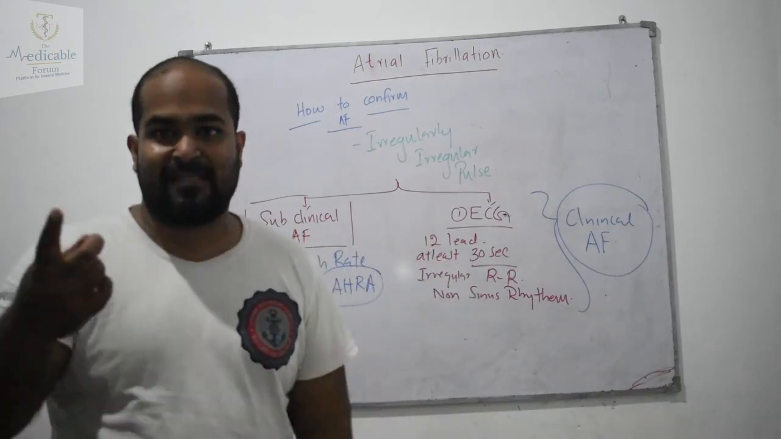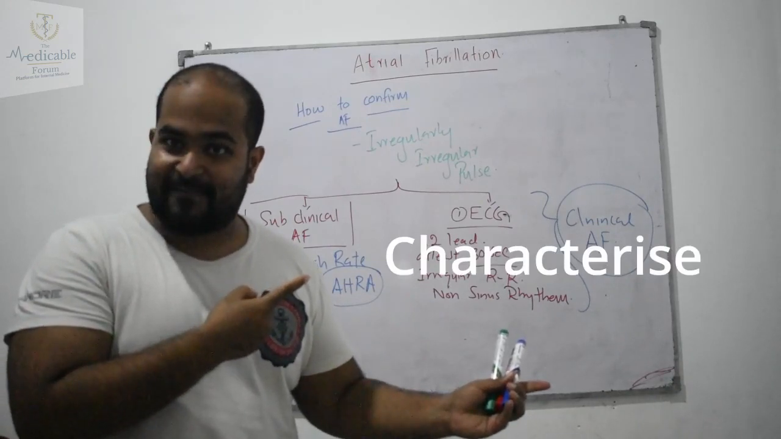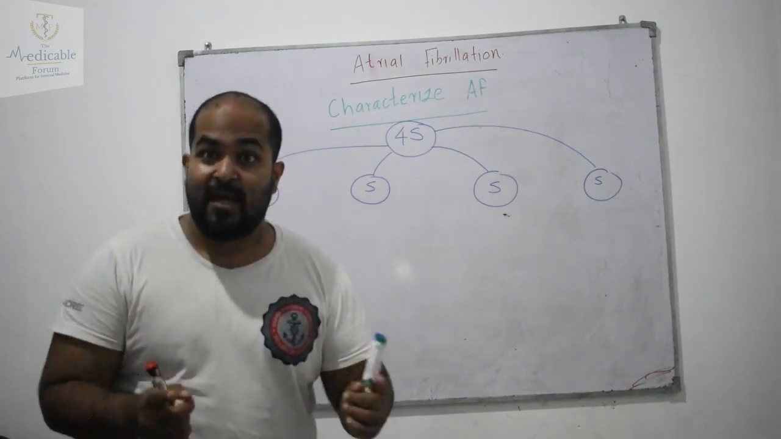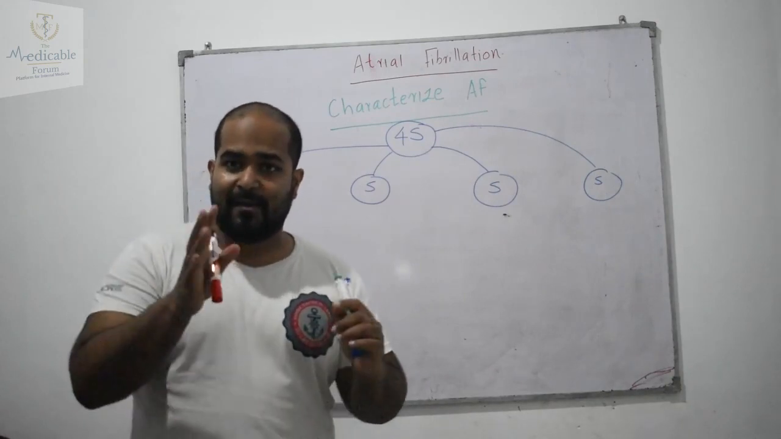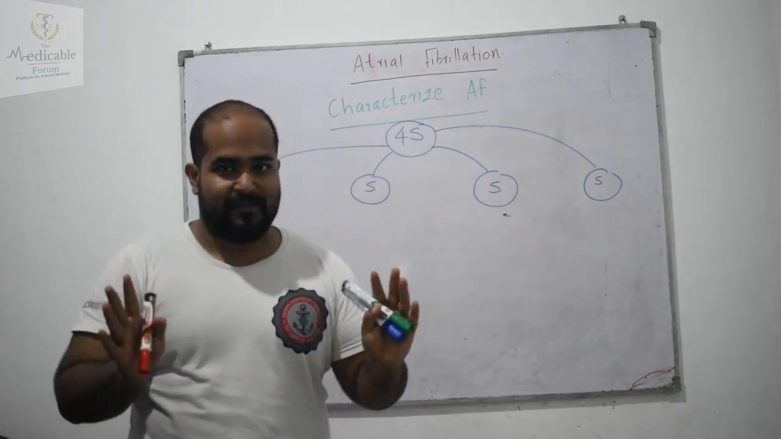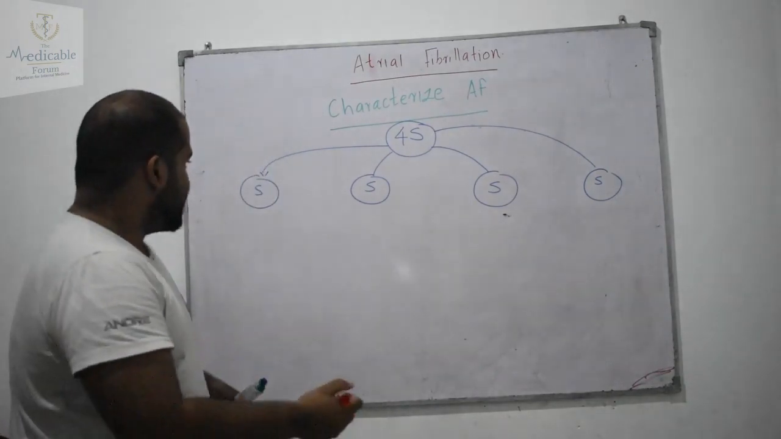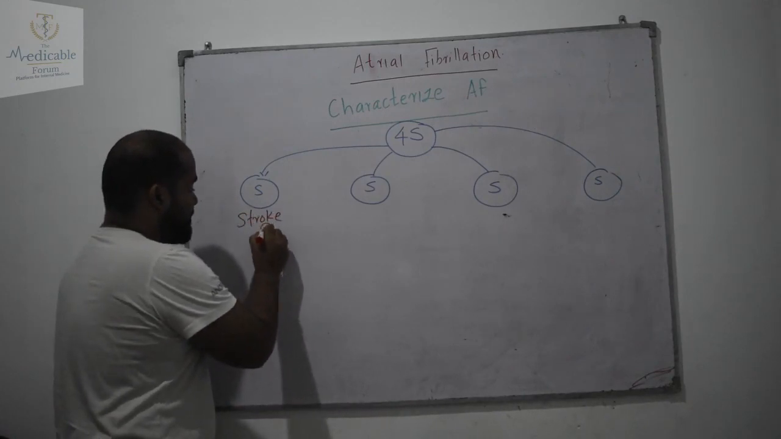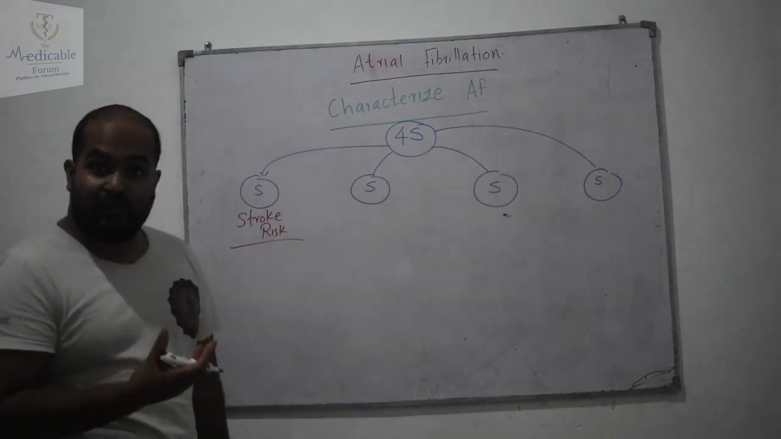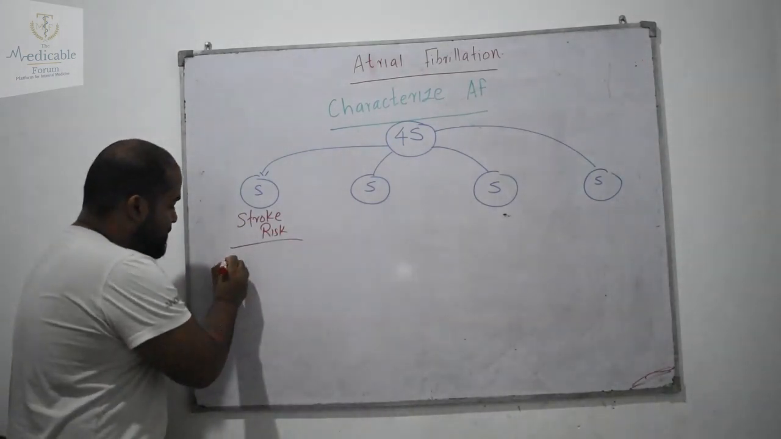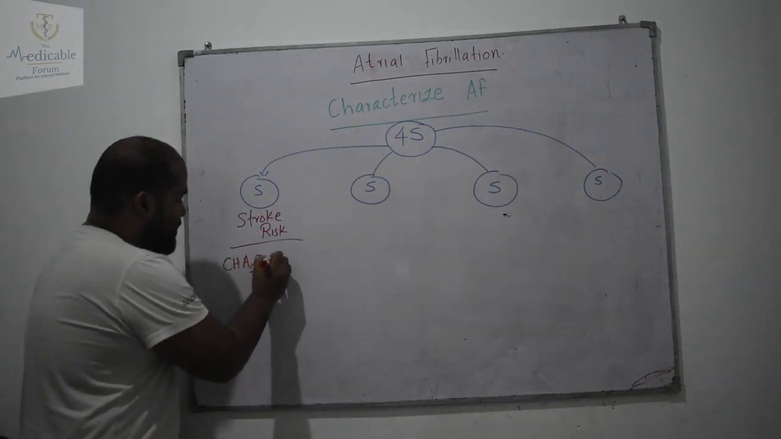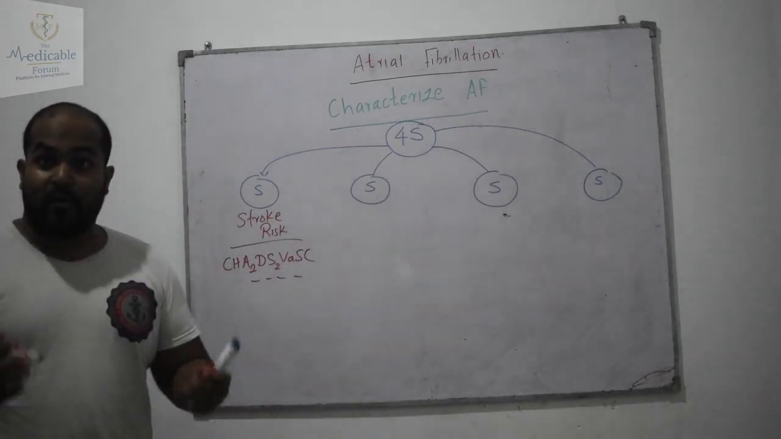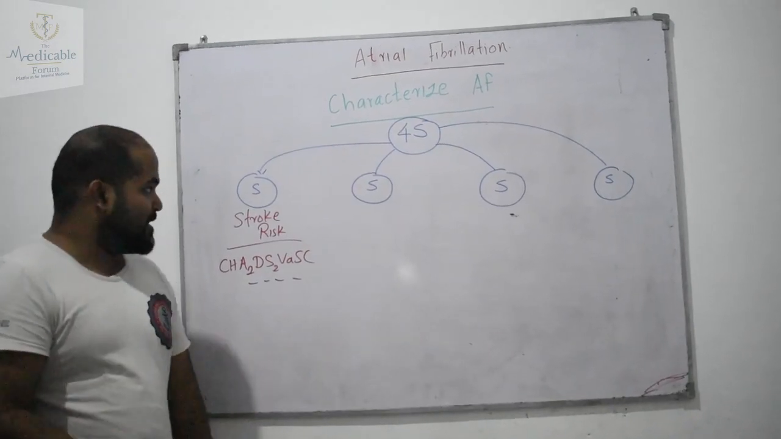Now once you diagnose, the next step is characterize. Now you've confirmed your AF, now your patient has atrial fibrillation. Now let's go and characterize. So characterizing AF has four main principles. It is named 4S. It's very easy. So the first S is stroke risk. Here you have to use the Chadwick score to see if there is a risk of this patient developing a stroke.